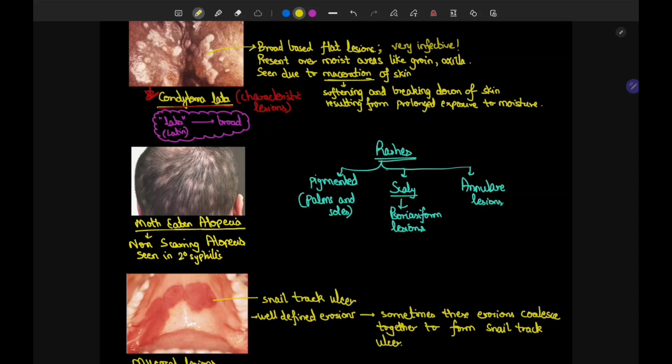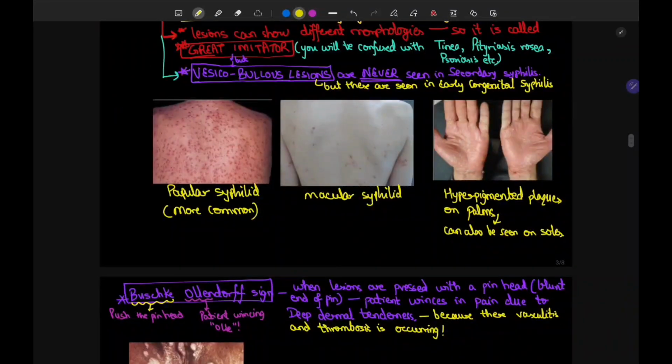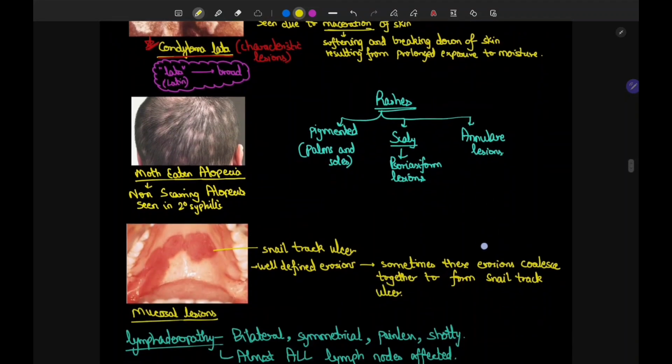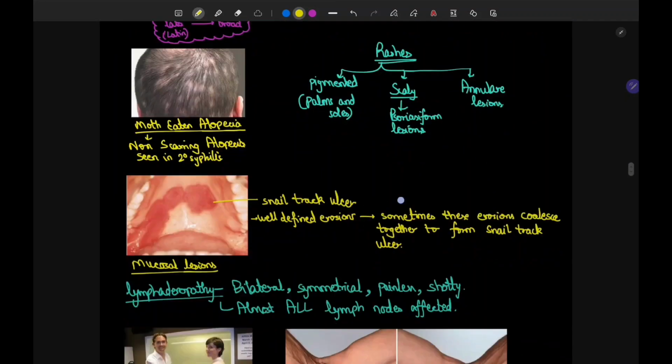Now the rashes that you are seeing may be pigmented. I have shown you palms and soles, these hyperpigmented plaques. They may be scaly lesions like psoriasiform lesions or annular lesions. There is a very wide variety of lesions in secondary syphilis.